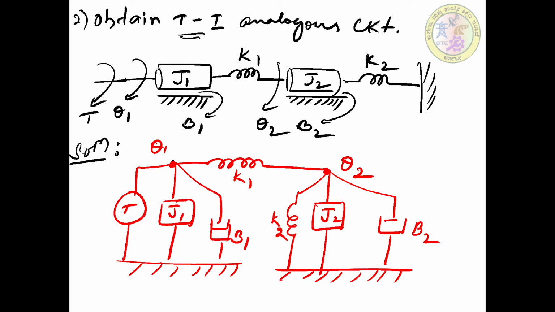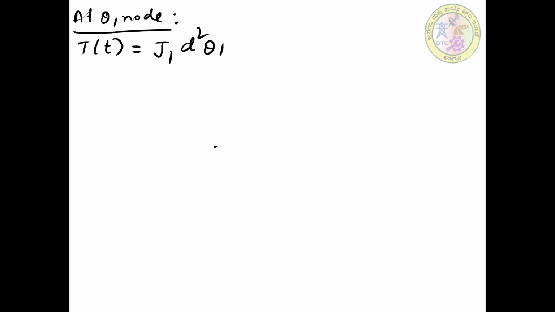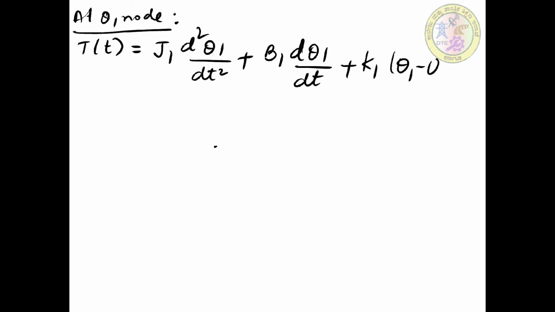And also we have the spring K2 which is attached to only theta 2, at the same time K1 which is coming between theta 2 and theta 1. So we will include all this and we are going to write the two differential equations like this. So at theta 1 node we have T of t is equal to J1 d square theta 1 by dt square plus B1 into d theta 1 by dt plus k1 into theta 1 minus theta 2.